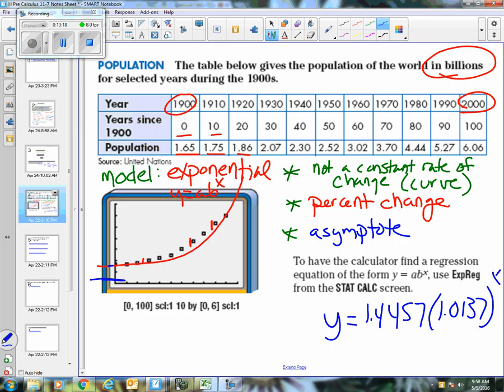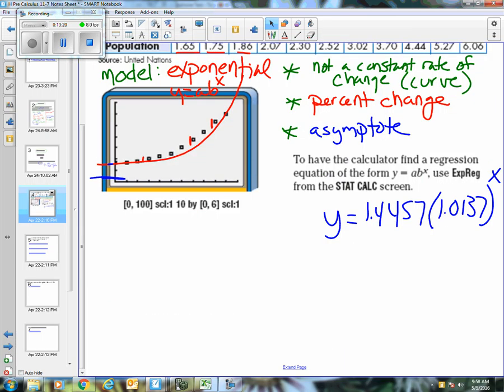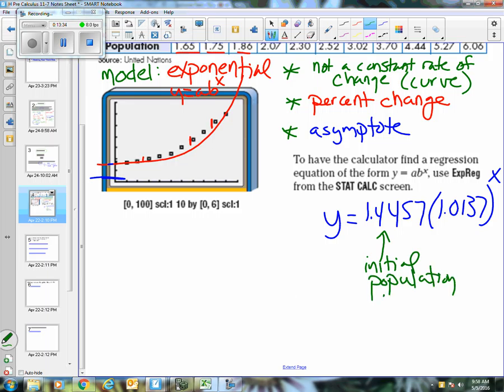All right, now let's talk about what all this means. This is really important that we understand the meaning behind all of these. Let's start with this number. What does that represent in this situation? Well, it's the initial population, the starting population. For us, that means it would be in 1900. That was our initial year. And it would be 1.4457, and then remember what your units were, billion.